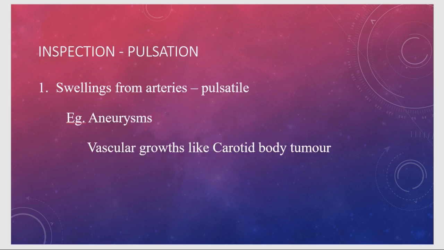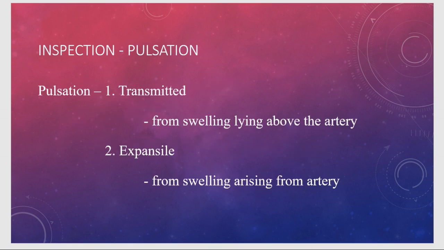Peristalsis, then pulsation. Pulsation means obviously any swelling arising from a vascular pedicle or arteries will be pulsatile. Examples are aneurysms and vascular growths. One example is carotid body tumor. So these vascular swellings are usually pulsatile. The important thing is the pulsation could be of two types. It could be transmitted pulsation or it could be expansile pulsation.